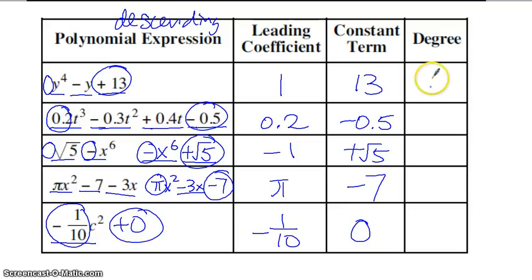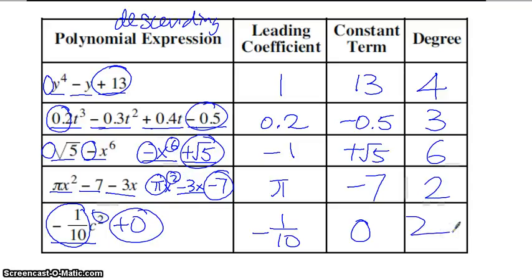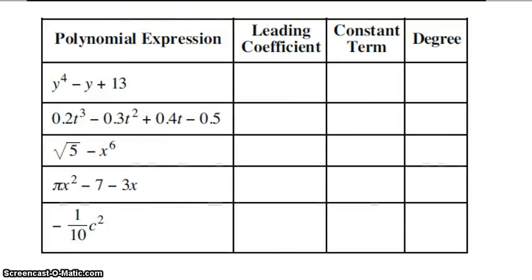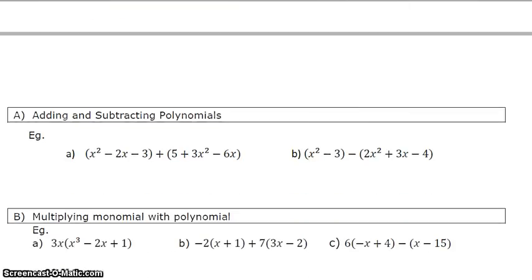Degrees, just look at the first term here in descending order: 4. This is 3. This has a 6 here. This has a 2, and finally this has a 2. So that's the degree. Now this whole chapter is about polynomials, and then we're moving on. I want to finish this within 15 minutes. Then we'll have a nice and easy lesson.